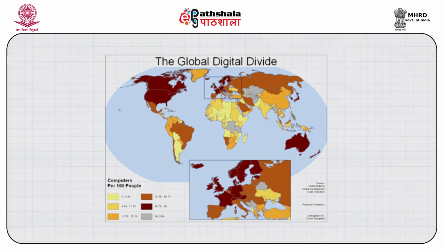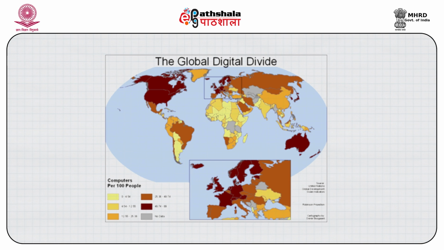It is a world map showing you the digital divide across the world. This map is showing the availability of computers per 100 people. The areas marked by the greenest or darkest color are the areas having the maximum number of computers per 100 of population.